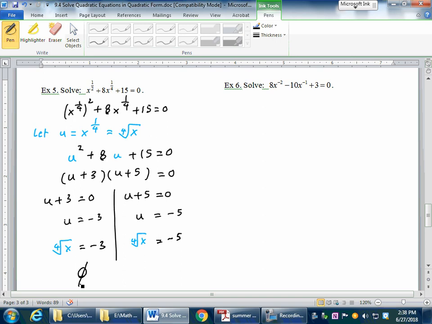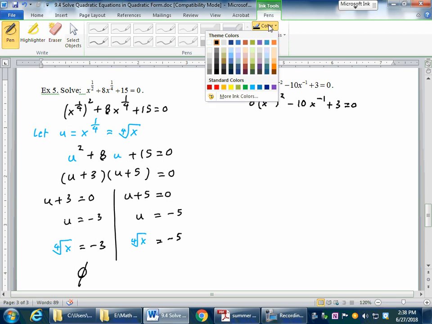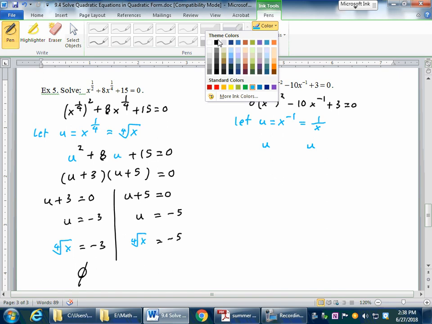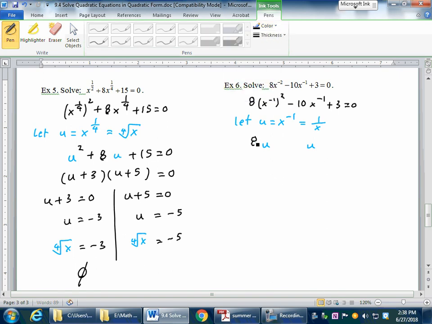Next, I will look at this equation as 8 times x to the -1 power, to the second power, minus 10x to the -1 power plus 3 equal to 0. Now, I'm going to let u be equal to x to the -1 power. Remember, x to the -1 power is equal to 1 over x. So substituting it, the first term will become 8 times u squared minus 10u plus 3 equal to 0.